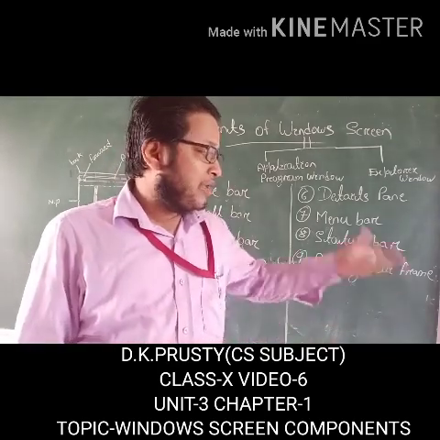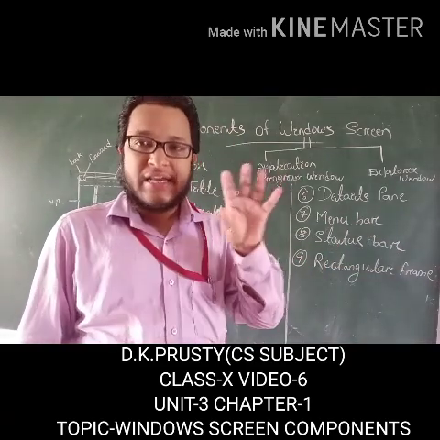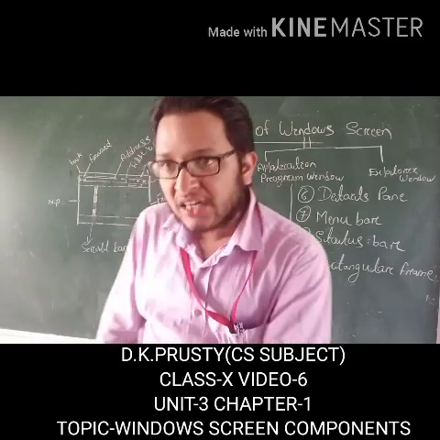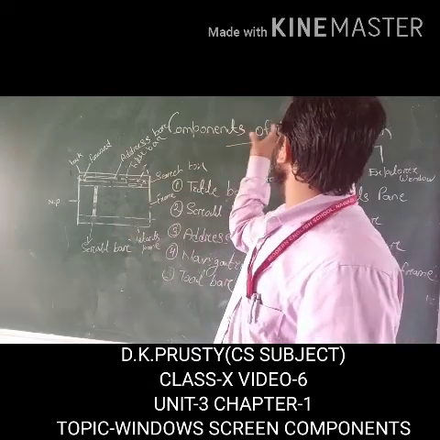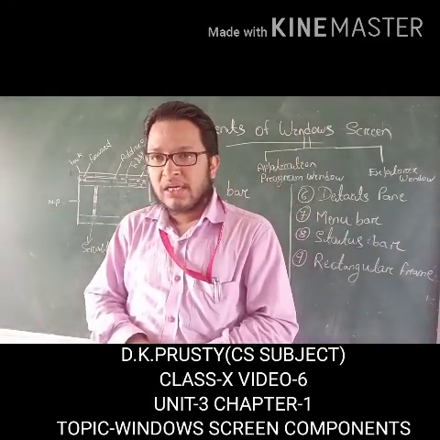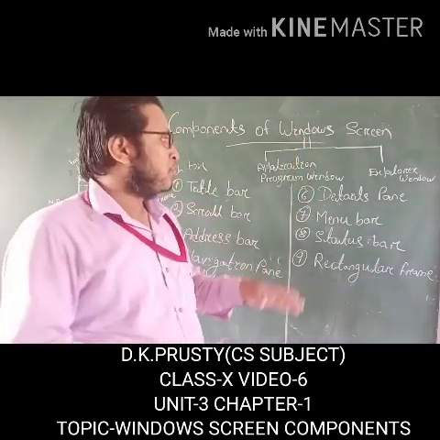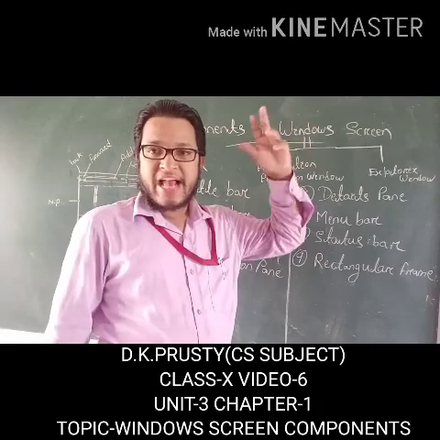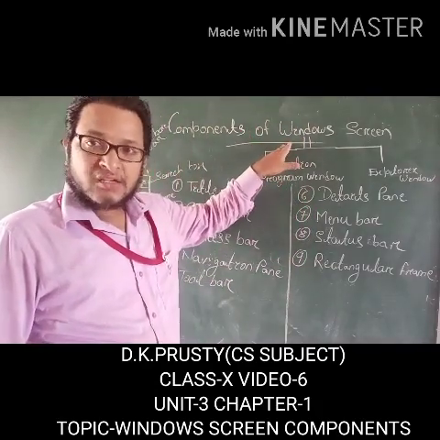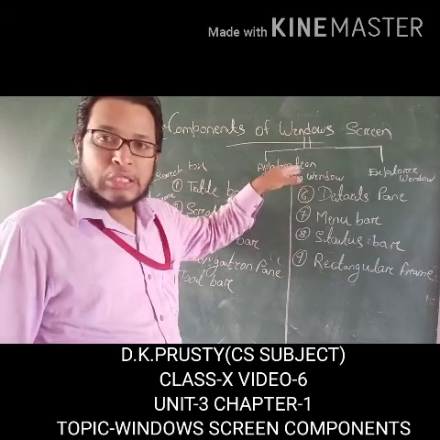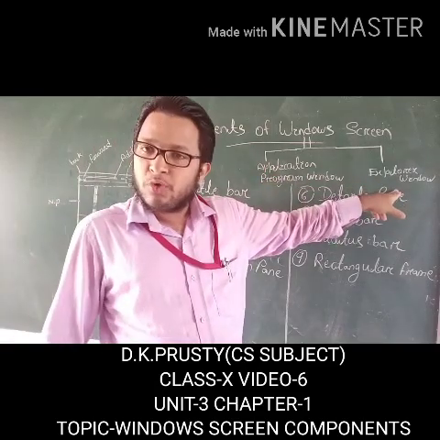Rectangular frame we have already discussed. The boundary of the window is called a rectangular frame. Is that clear student? So in this way we have discussed the components of the Windows screen. These components are available on both the application program window and the Explorer window. Remember, we have already discussed what we mean by Windows. Windows are divided into two types. What are those? What do we mean by application program window? What do we mean by Explorer window?